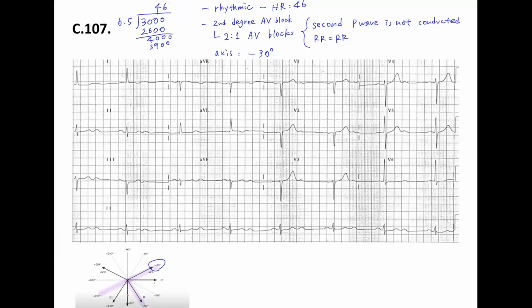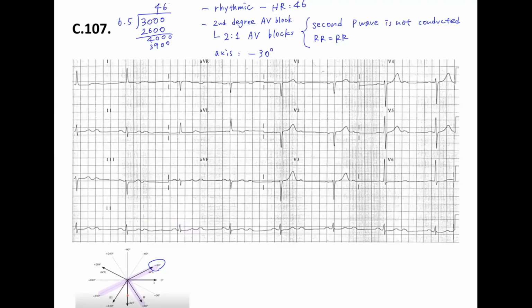So you can find the P's coming regularly. That's correct. And now if you are looking at the PR distance, these are constant. So whenever the P is conducted, the PR is the same. And this is how you can mention that this is a 2 to 1 AV block. Okay, go on.